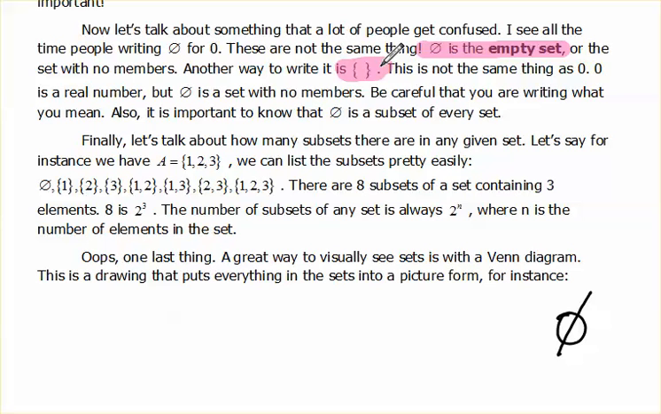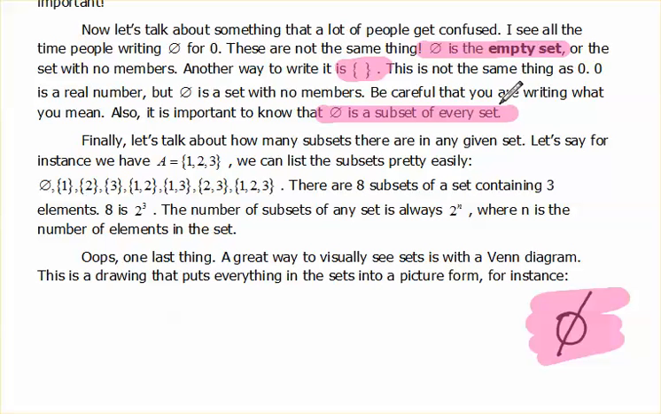A lot of times in my classes, even when I'm teaching college algebra or beginning algebra, I see this notation a lot. Usually the first time I see it, I'll write a note out to the side that says this is not zero, this is the empty set, and the next time you use it, I'll count off because it truly means something different. So be very, very careful that you're writing exactly what you mean. It's also important to know that the empty set is a subset of every set.